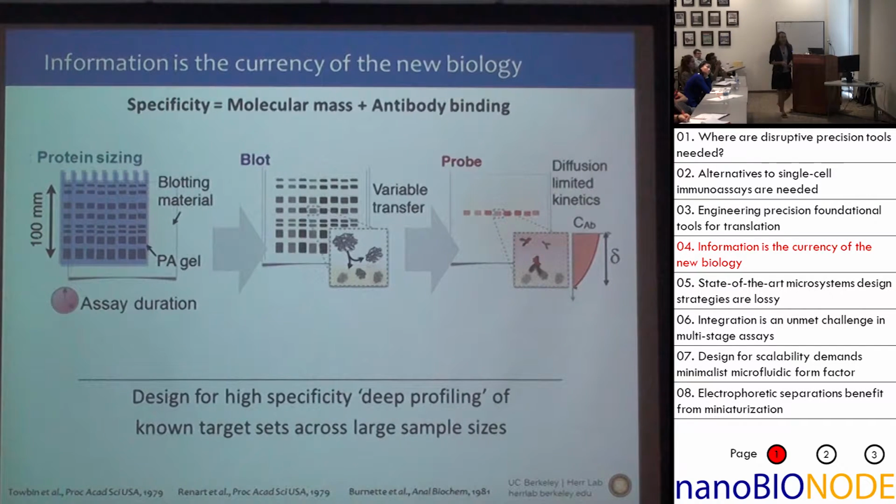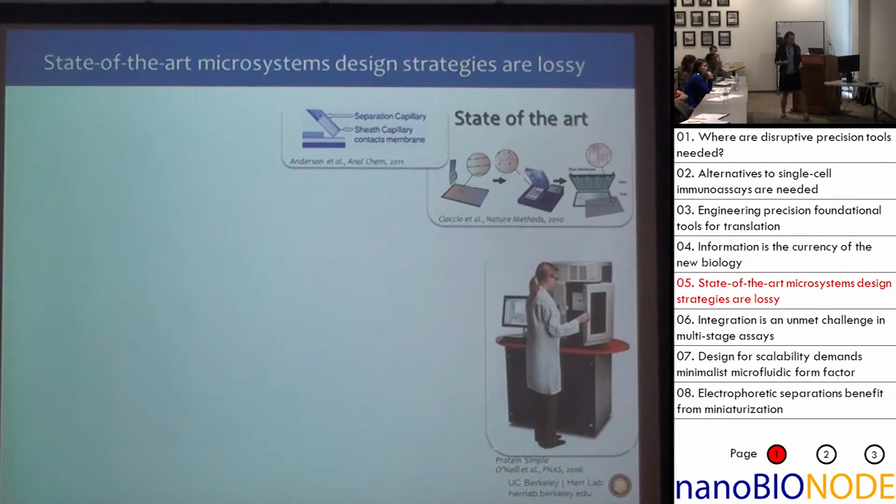So my group has really asked, how can we take an assay like this? Again, it's a workhorse assay, but with our understanding of transport, our understanding of the unmet need, how can we develop a new class of assays that will allow researchers and clinicians to make these measurements and provide deep profiling of large numbers of samples to be able to answer clinically relevant questions?